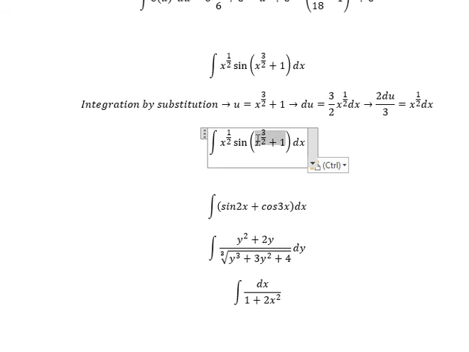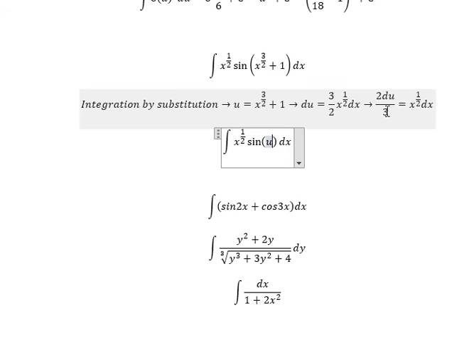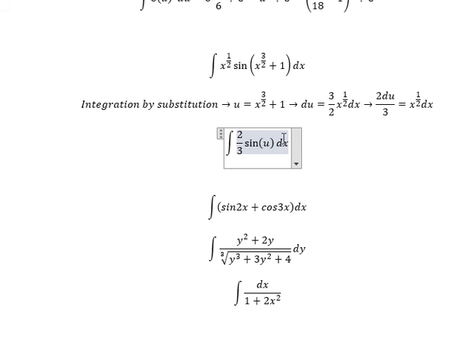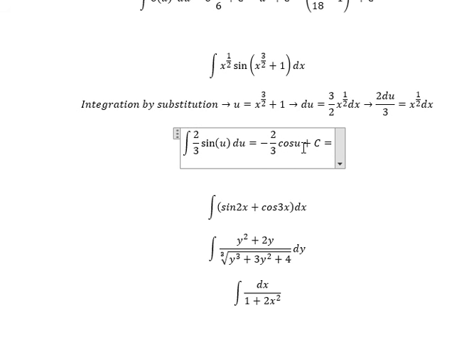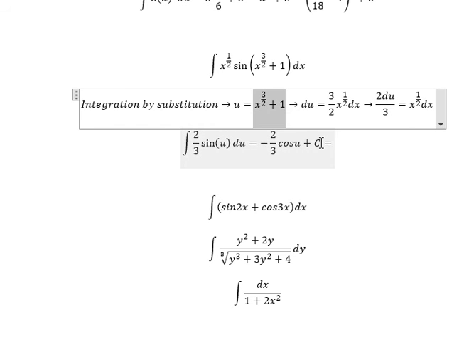So this one we change for u. S to the power of 1 over 2 ds, we change for 2 over 3 du. And you got negative 2 over 3 cosine u plus c. Then u, that's this one.